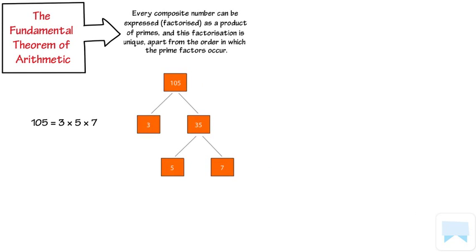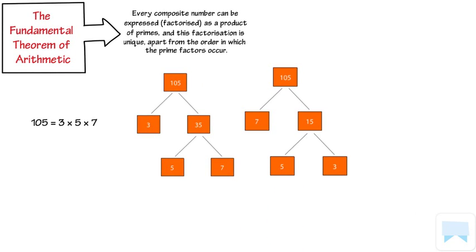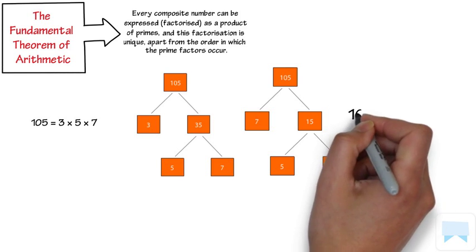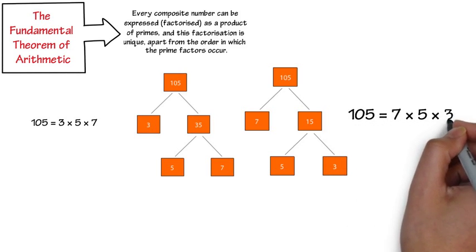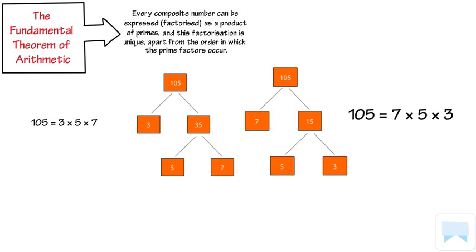Now again, let's factorize 105. But this time, we will start with 7, so we get 15. Then, we divide 15 by 5 and get 3. Thus, in this case, the factorization can be represented as 105 is equal to 7 multiplied by 5 multiplied by 3. Now, by comparing the two results, we find the prime factors in both cases are the same.